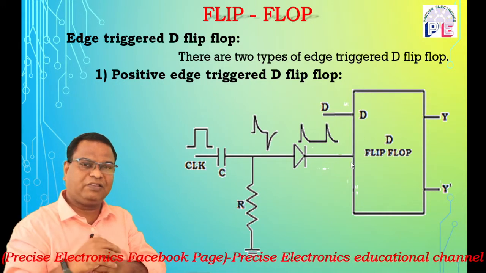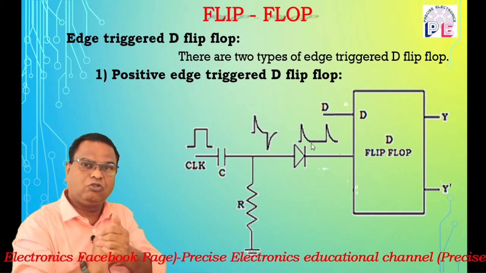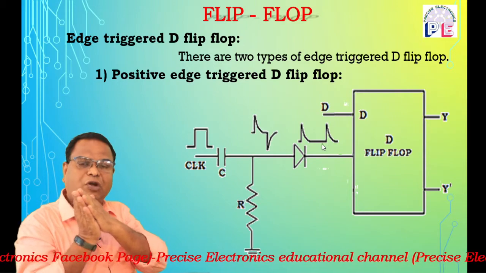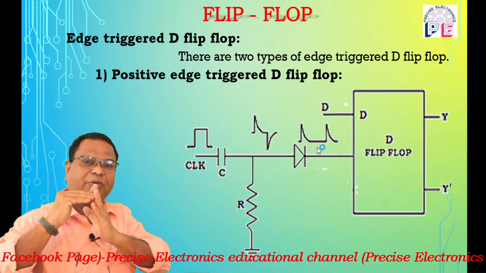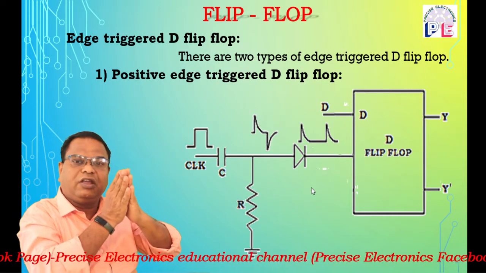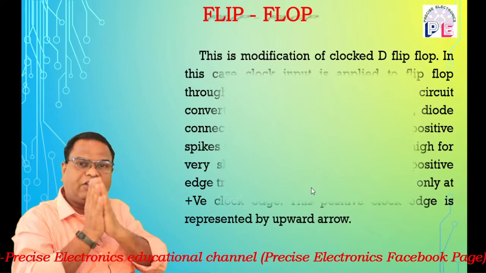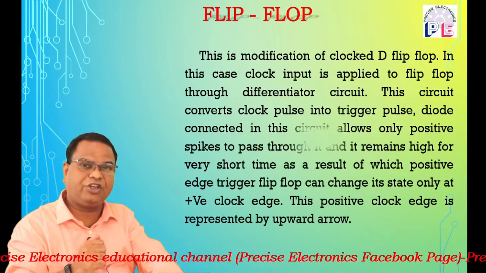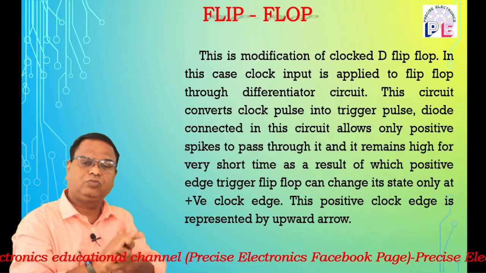When the negative pulse is applied, the diode is in reverse mode, so the negative pulse will not be able to pass through the diode. It will get blocked. That means only the positive edge is able to pass through the diode, and the positive edge is applied to the clock terminal of the flip-flop. That's why it is known as a positive edge triggered D flip-flop. Now, how does this circuit work?